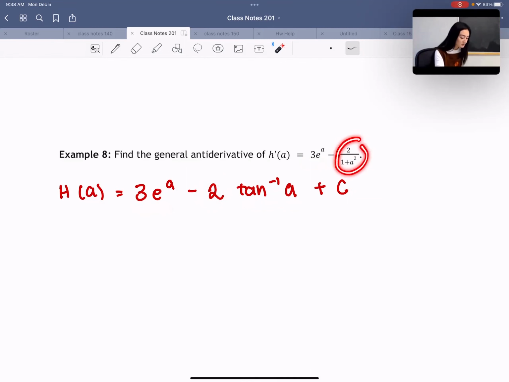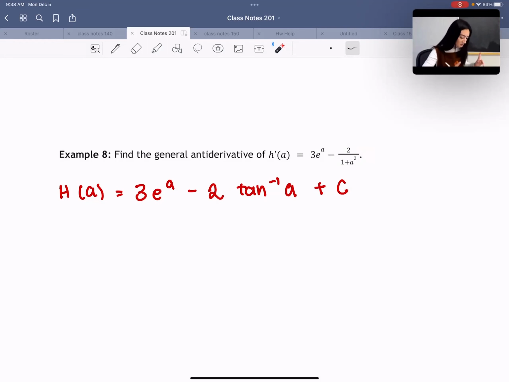Whenever you see this 1 over 1 plus x squared, it's literally just inverse tan. Okay. Any question on example number 8? All right. Now, do you think you would benefit from more practice on Wednesday with antiderivatives? Yeah, I think I didn't give that much practice today.